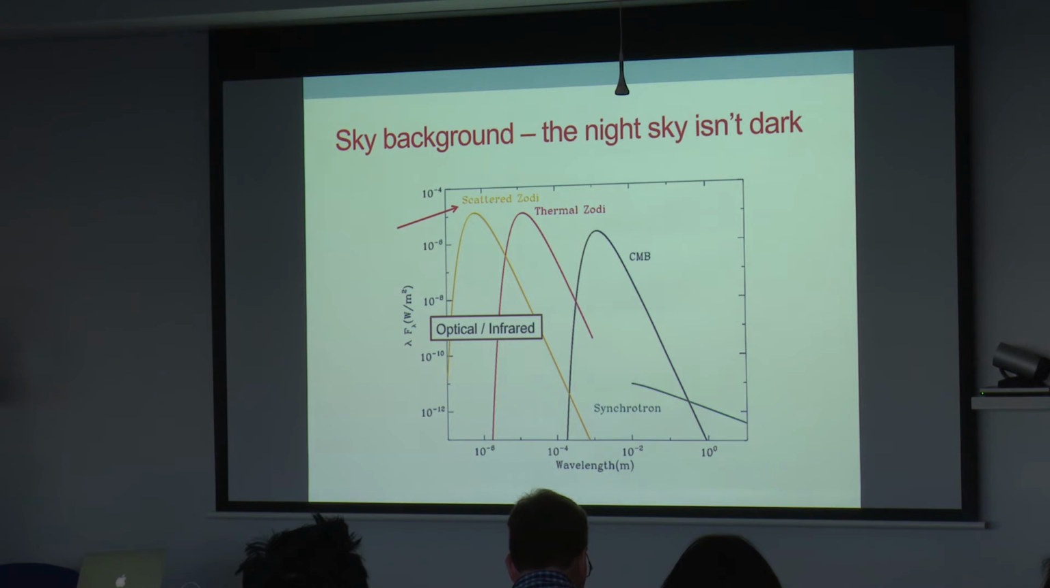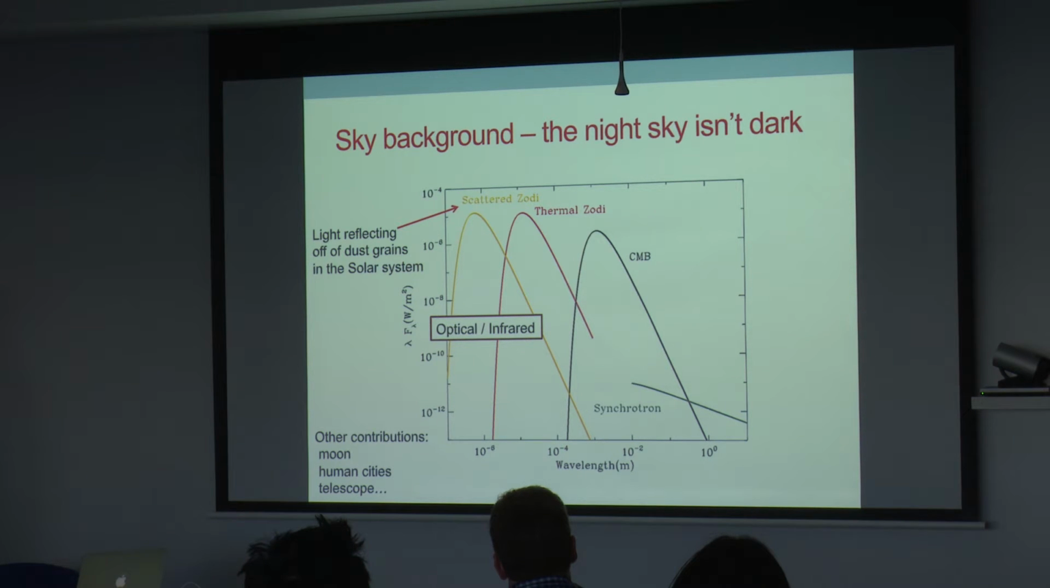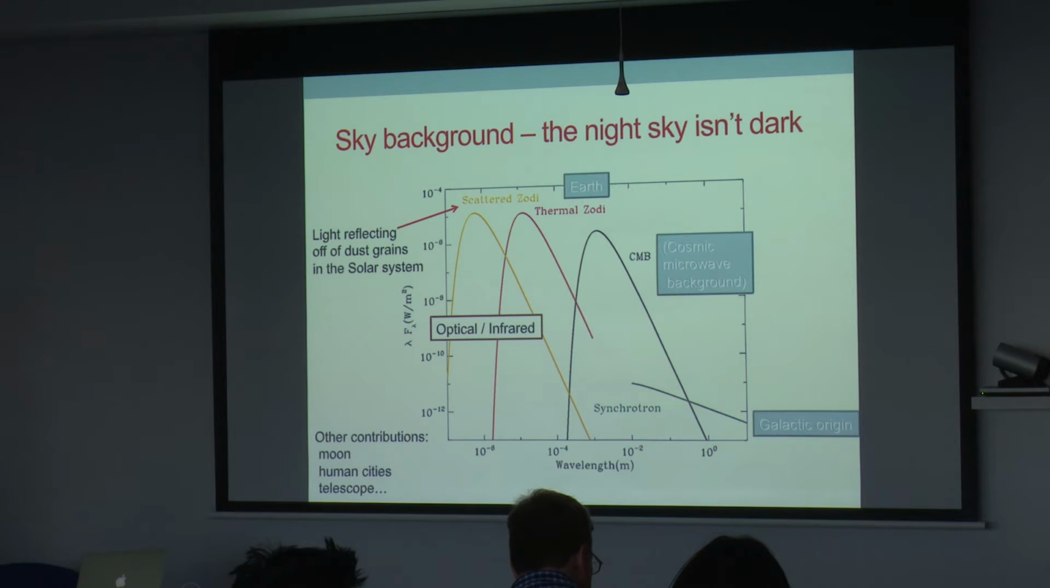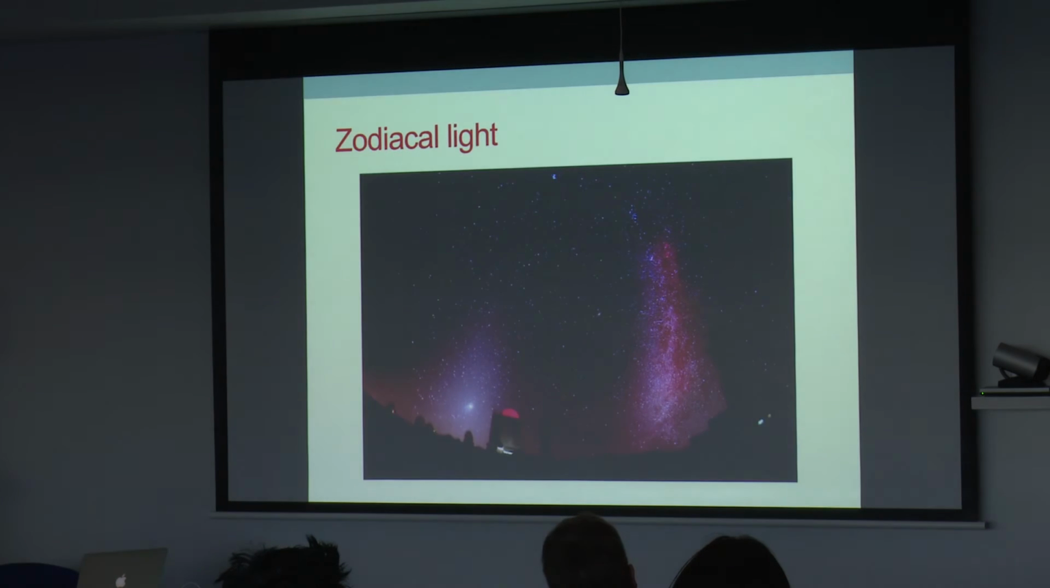Another issue is the sky background, which we talked about earlier. Depending on the wavelength of light that you're talking about, the sky is not dark, even in space. The zodiacal light, which is sunlight reflecting off dust grains in the solar system, sets the limit for the optical and infrared. In the microwave, you have the cosmic microwave background, and in the radio wavelengths, galactic sources set the background. But you have other things like moons, cities, the telescope itself.